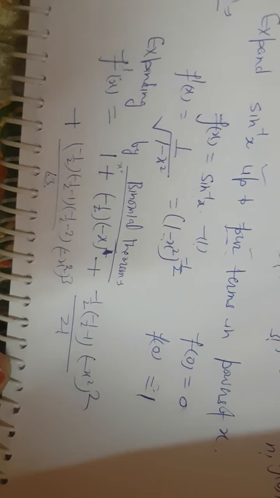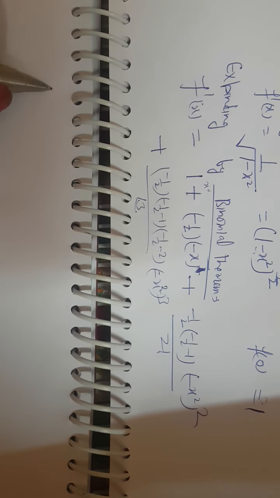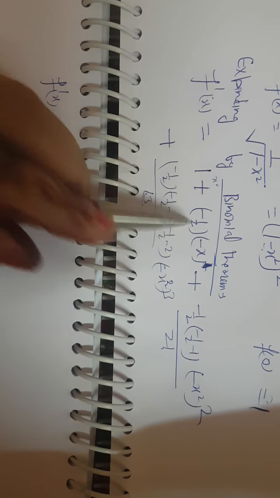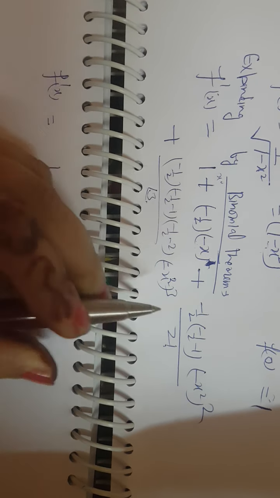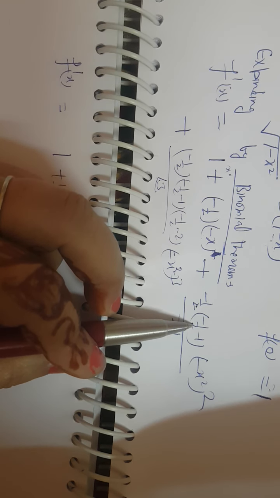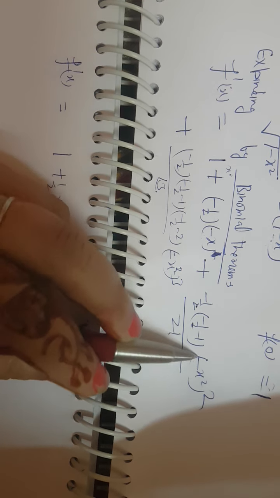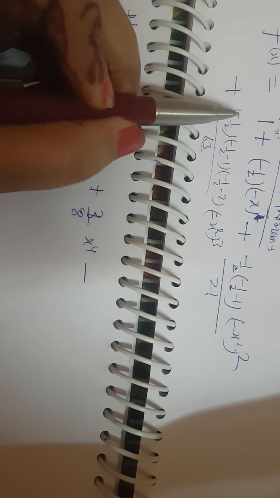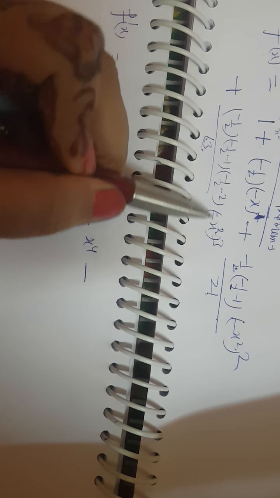Now expand these terms. So what you are getting: f dash x is equal to 1, then minus minus plus, plus 1 by 2 x square, then this is also plus, so it is 3 by 8 x raised to power 4. Similarly, this is minus minus plus, minus, and this is also minus, this is also minus.